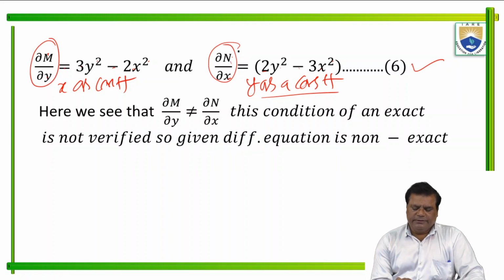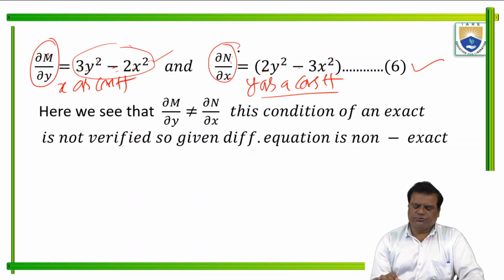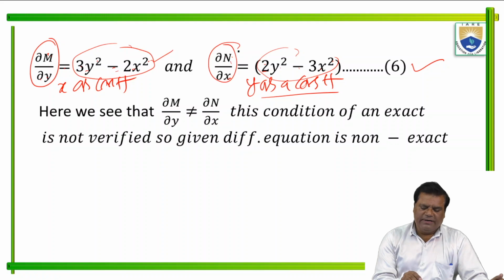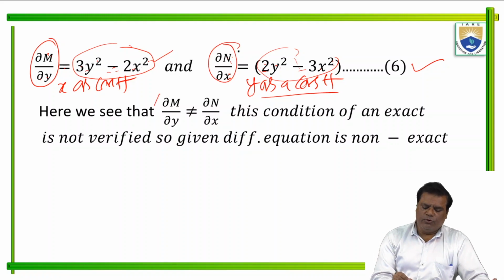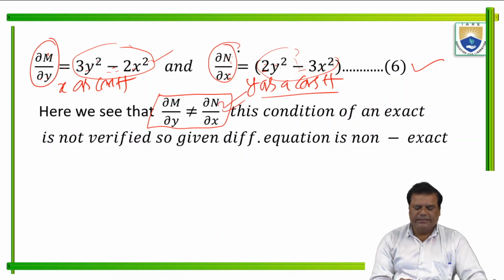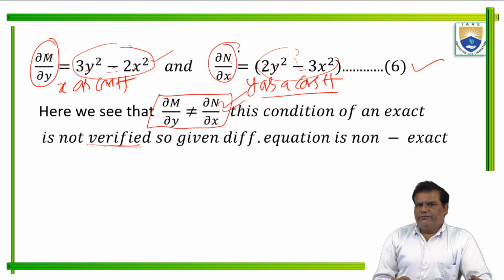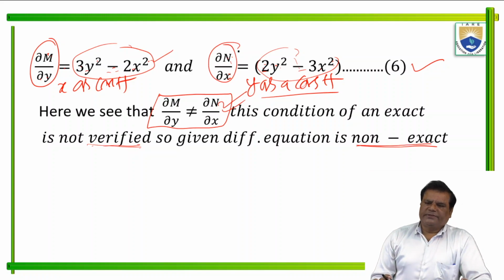Here we see that del m over del y is 3y square minus 2x square, and del n over del x is 2y square minus 3x square. So the numbers are interchanged. So del m over del y is not equal to del n over del x. So the condition of exactness is not verified in this question, and the given differential equation is non-exact, 100%.